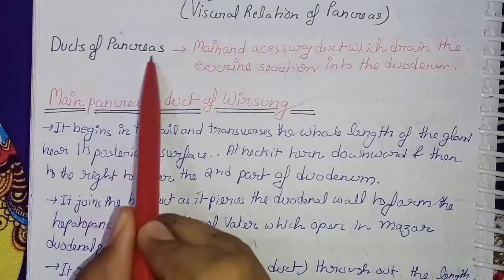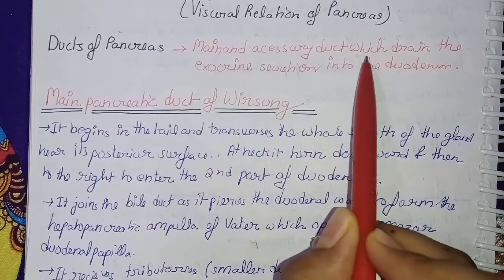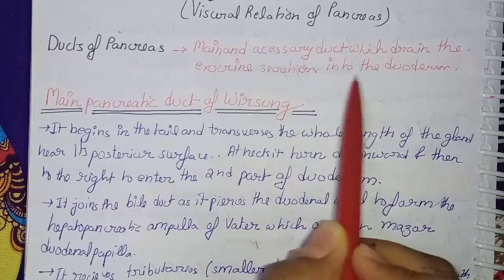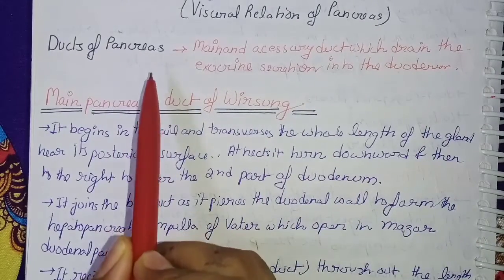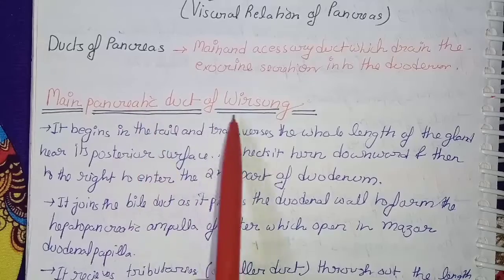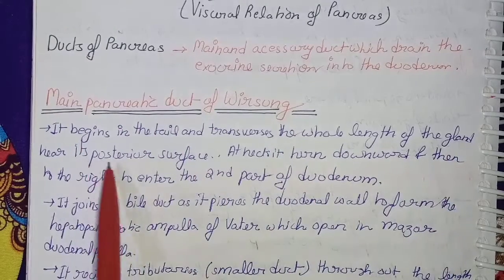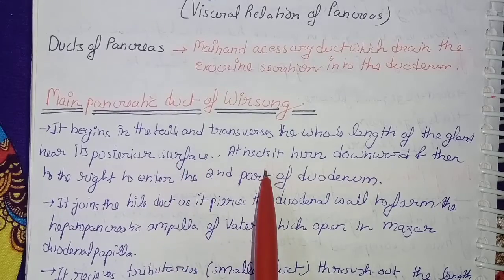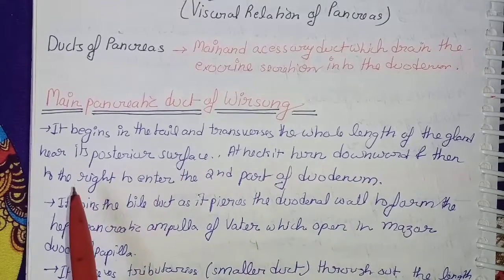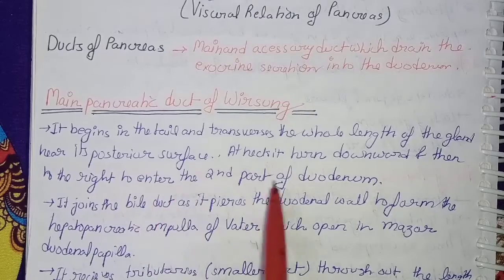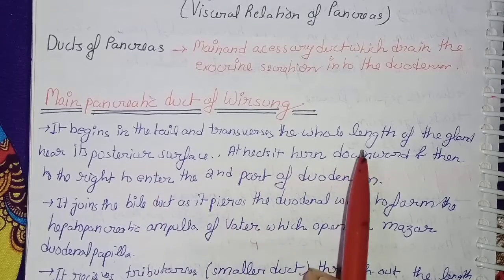Now coming to the ducts of the pancreas, the main and accessory ducts, which drain the exocrine secretion into the duodenum. The main duct of Wirsing begins in the tail and traverses the whole length of the gland near its posterior surface. At the neck, it turns downward, then to the right to enter the second part of the duodenum.